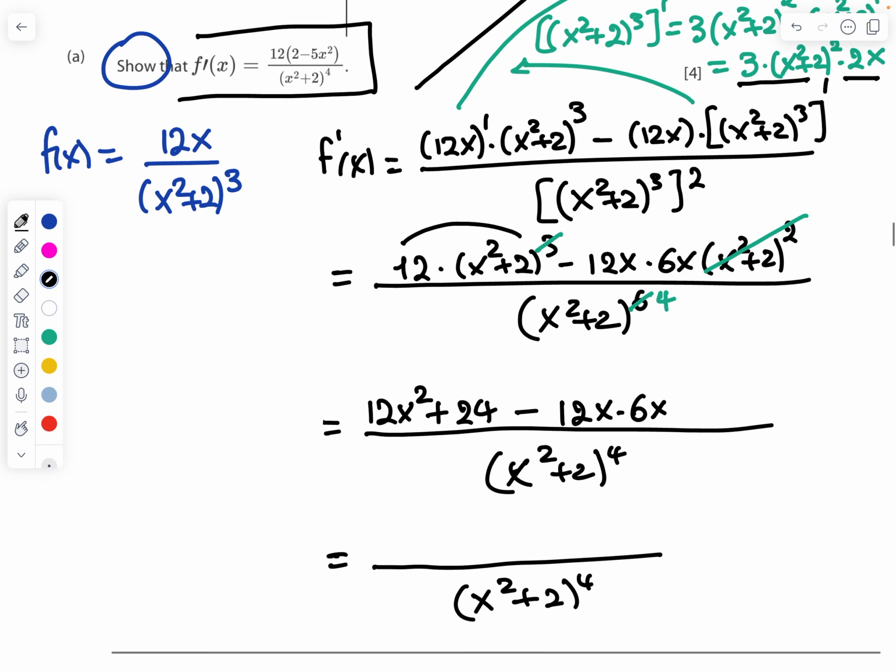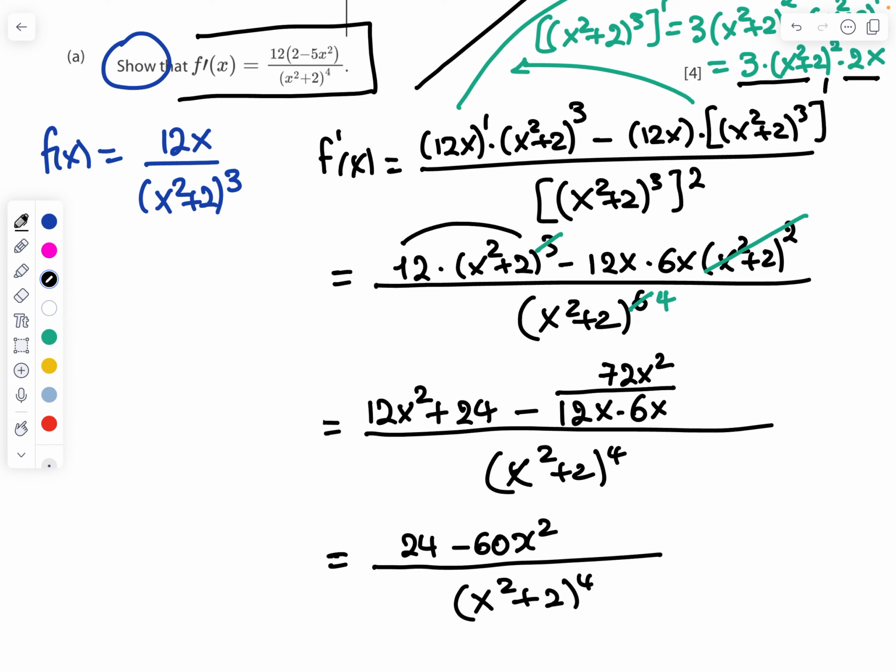So the 24 is on its own, it's going to stay as 24, and then I have 12x and 6x, which gives me 72x squared. So 12x squared minus 72x squared gives me minus 60x squared. And now you can tell where this is coming from, because if I factor out the 12, 5 goes into 60 and 2 into 24, I end up with 12 times (2 minus 5x squared) over (x squared plus 2) to the power of 4. And that's QED, which means it has been demonstrated. And that's the end of it.